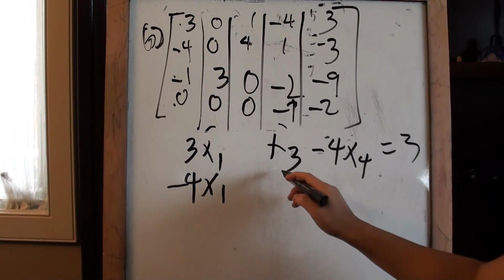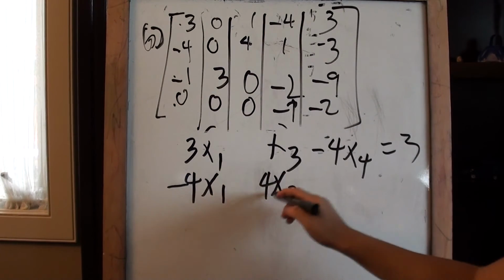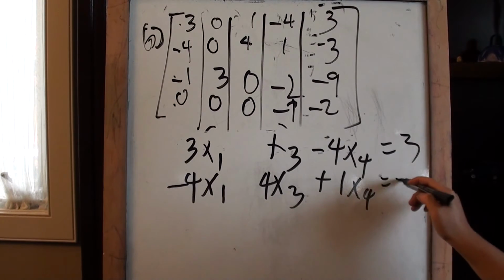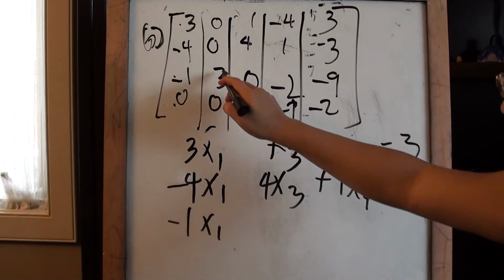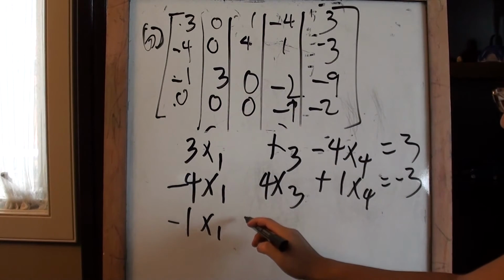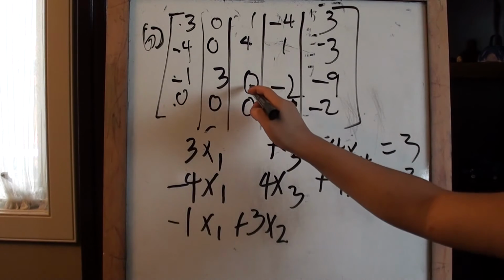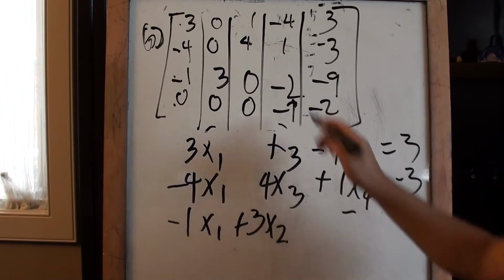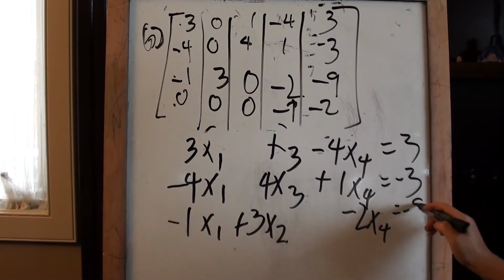Again, skip that one. x3, but there's a coefficient 4, so 4 plus 1x4 equals negative 3. And you just repeat. This one is not 0, right? So we do have x2 this time. So plus 3x2, but the third x3 is not there, so we skip that part. Negative 2x4 equals negative 9.